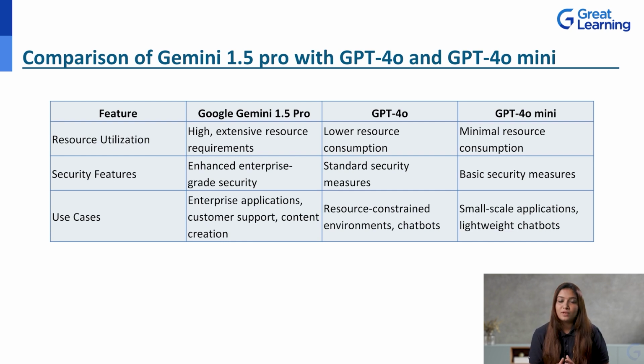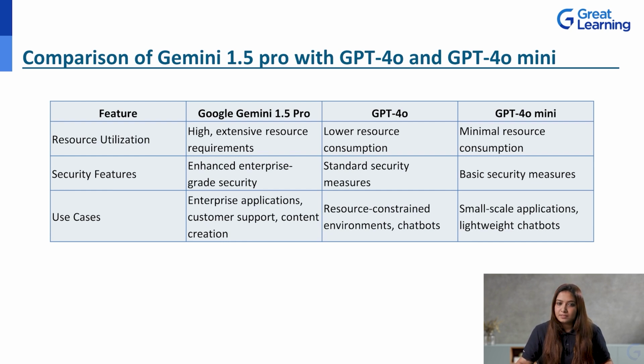Next comes use cases. What are the use cases we have? First thing, when it comes to Gemini, we have enterprise applications, customer support aspects and content creation aspects as well. But in GPT, you have resource-constrained environments and chatbots. You have to note that a few of the resources are constrained. You cannot access more than that. When it comes to mini, it is small-scale applications and very lightweight chatbots which can be run on your mobile alone or tabs alone, a small device compared to a large laptop or computer screen, right?